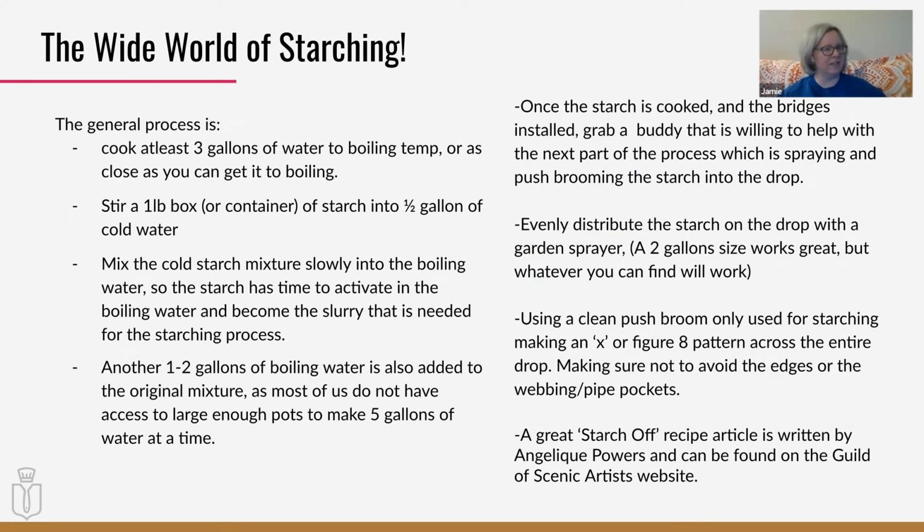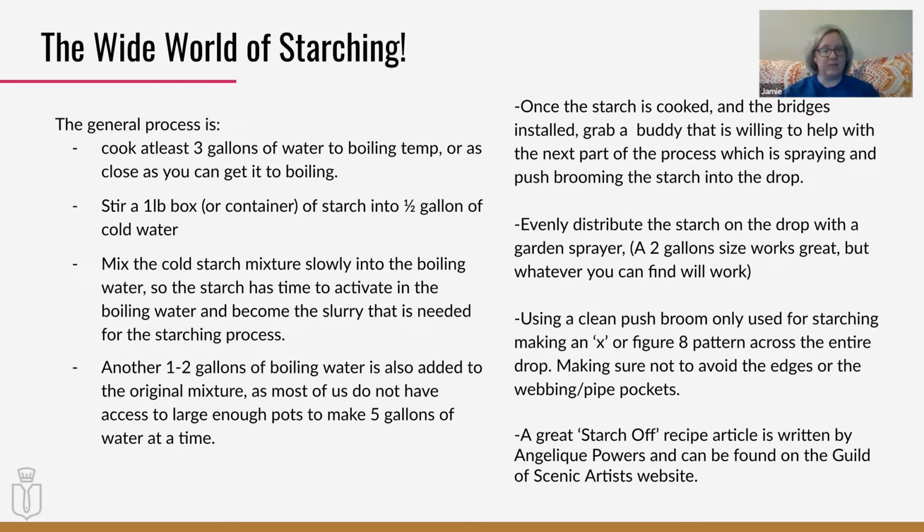So the general process is you cook at least 3 gallons of water to boiling, or as hot as you can get it. A lot of people are able to use those little convection burners, or some people are lucky enough to actually have a stovetop that they can get near their backdrop. But a lot of us just have to use the hot water that comes out of the tap. So just get the water as hot as you can, because it is still starch. If you've ever cooked with starch, you know the hotter the water, the more those starch molecules are going to puff up and activate and create that binding slurry.